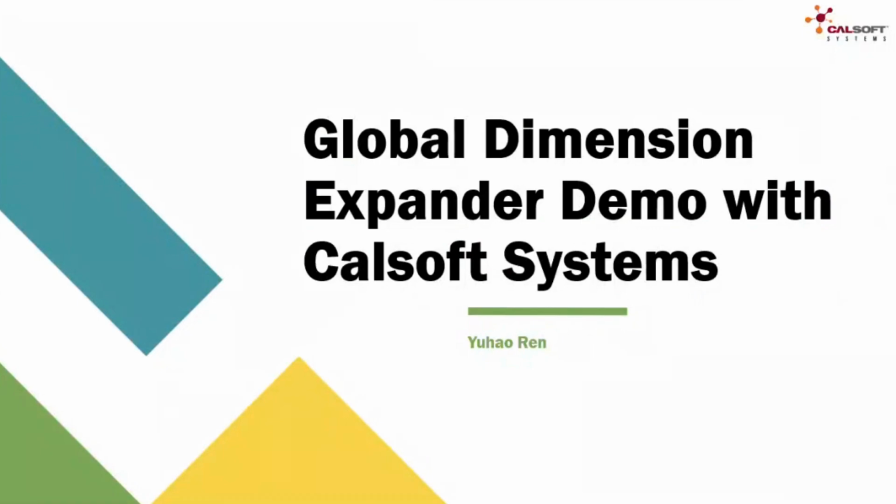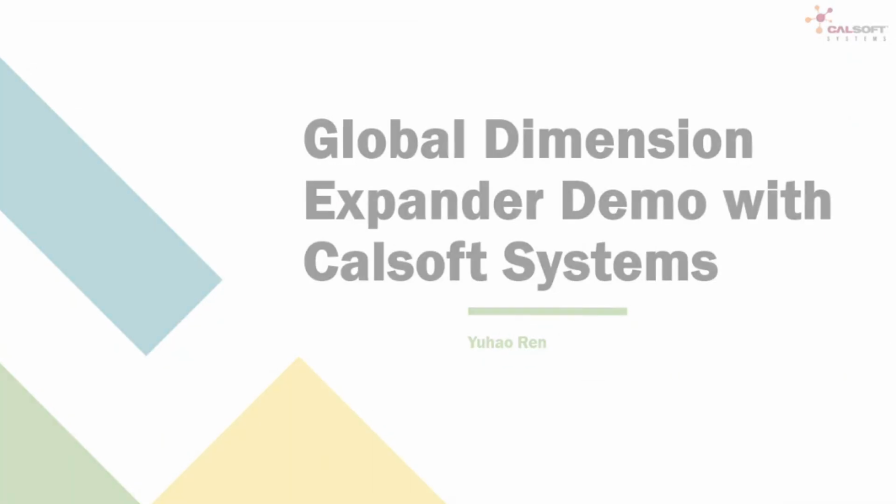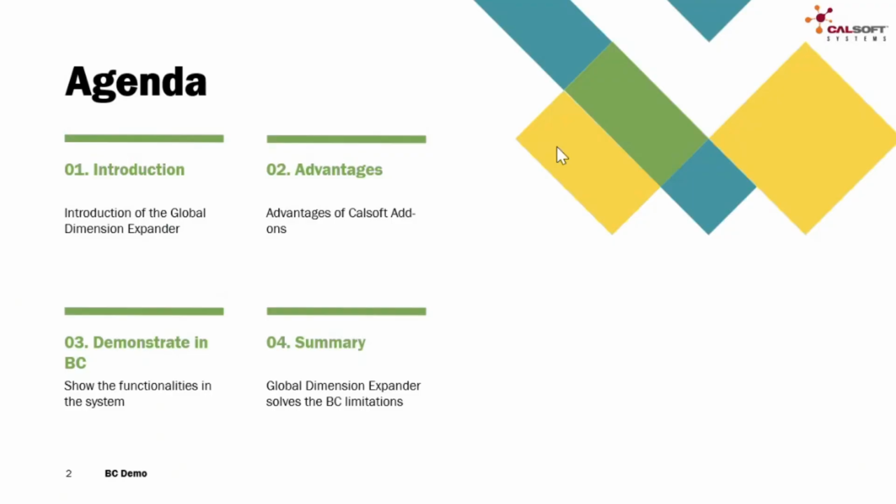I'm going to give a demonstration of the Global Dimension Expander. So this is today's agenda. The first one is the introduction of the Global Dimension Expander add-on and the advantages of the Calsoft add-on. The third part is the demonstration in the Business Essentials system, where I will show you the functionalities in the BC system. And number 4 is the summary. So for the Global Dimension Expander, how it solves the Business Essentials limitations.